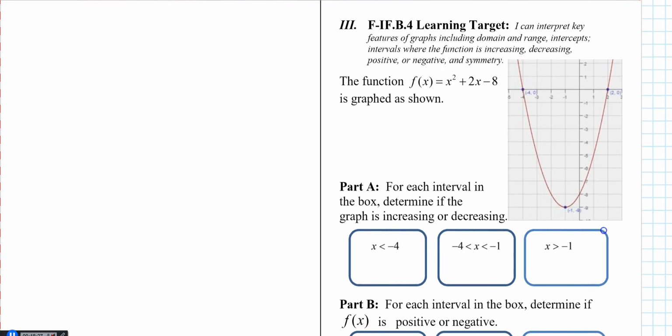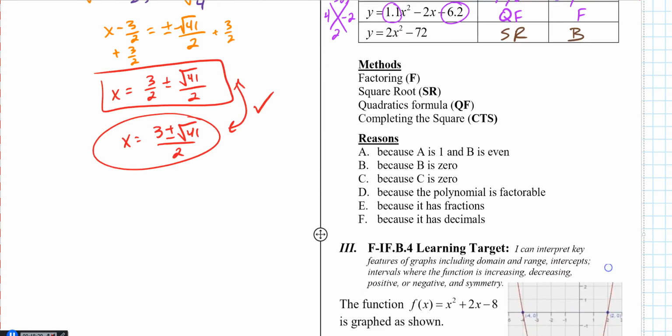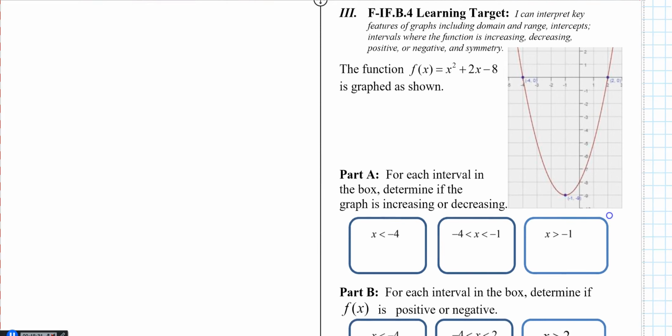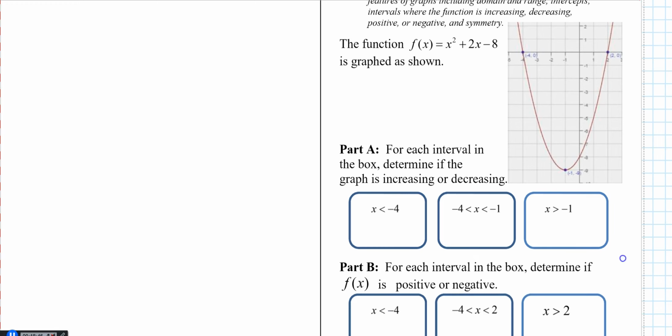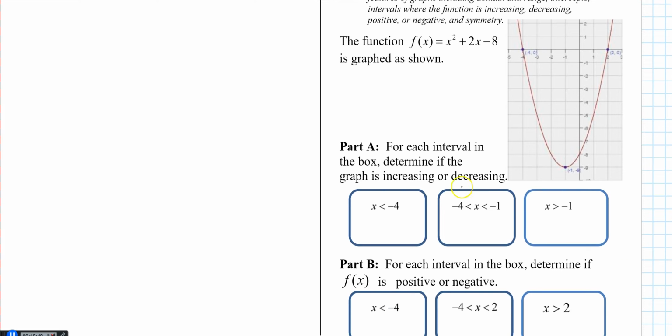Alright, what number is this? This would be number 8. Okay, so I'm given a function, x squared plus 2x minus 8, and they graphed it for us as well. And we're asked to do a couple different things. In part A, we're asked to determine whether the graph is increasing or decreasing in each of these intervals.